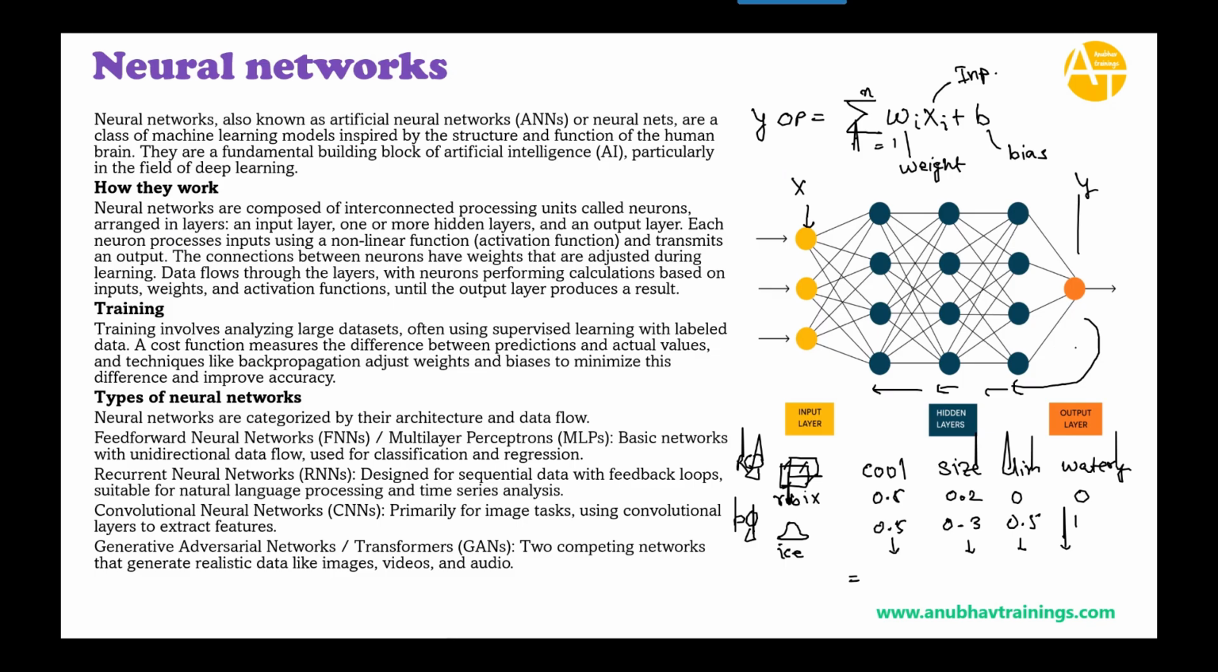Now, what are the different types of neural network? So first is called feed forward neural network, or multi-layer perceptrons. In this case, think like a juicer. So what is feed forward? Juicer. The input goes, output comes.